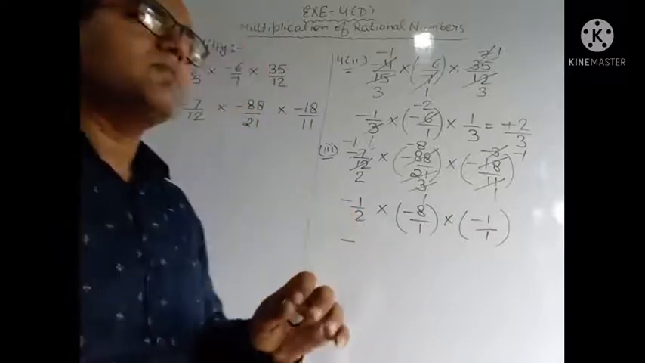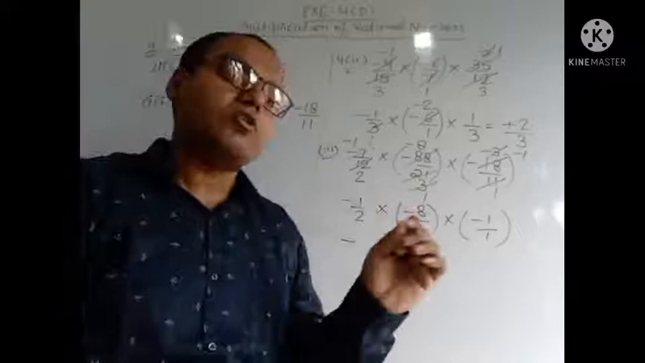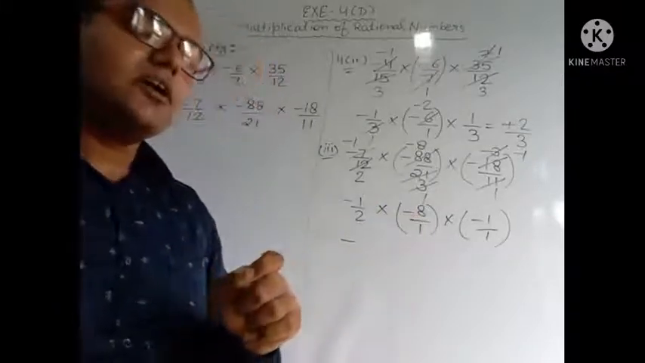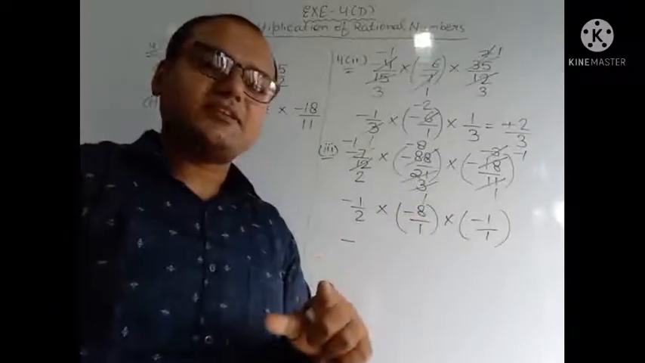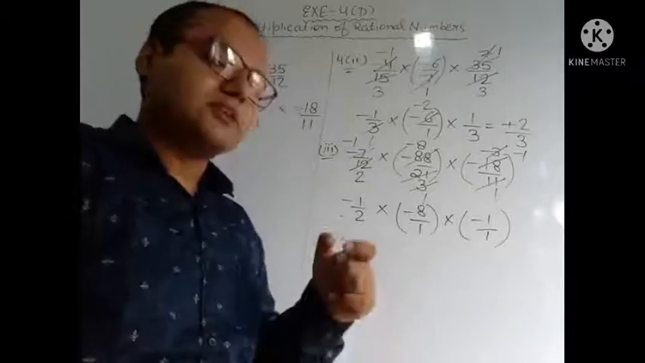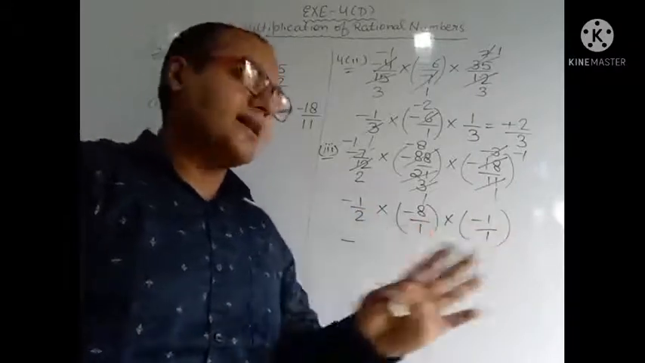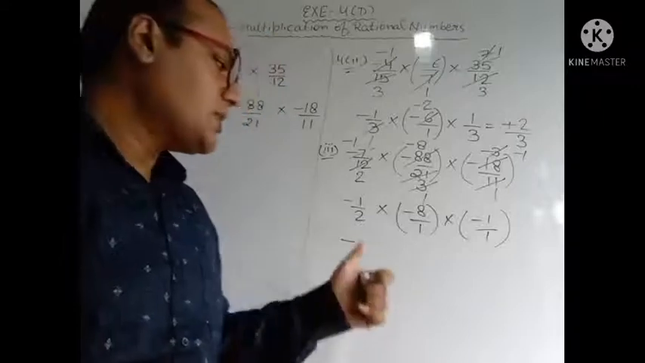So you have to remember, first of all you will count how many times the minus sign is coming. If an even number of minus signs are there, then in the answer we have to use plus. If an odd number of minus signs will be there, then we have to put a minus sign.